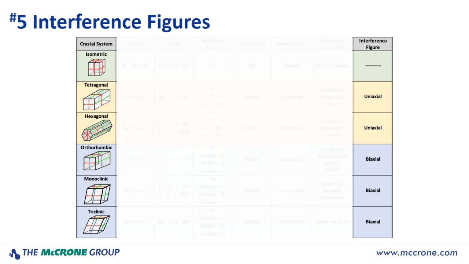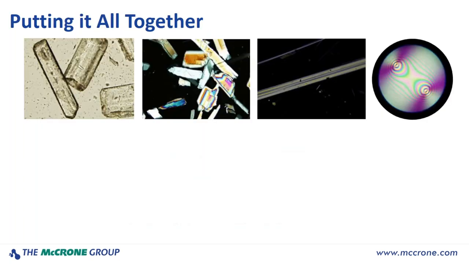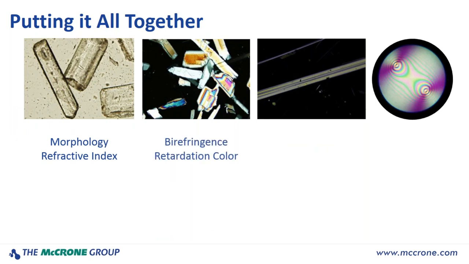Just another piece of information I'm filling my chart with to help me understand what particle I'm looking at and how it can be identified. If I take all of this now and attempt to put it together, I've got morphology and my refractive index. I have birefringence with retardation colors. I have extinction, and I have my interference colors or my interference figures.